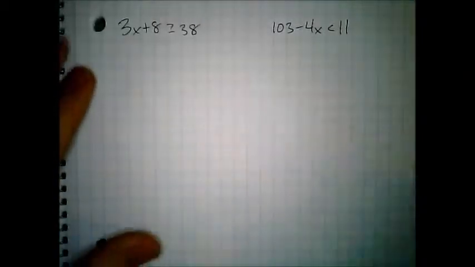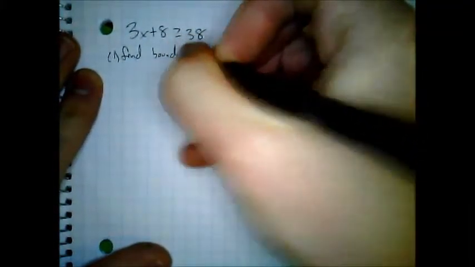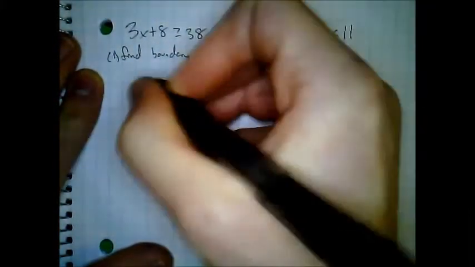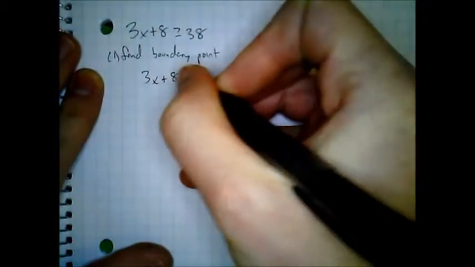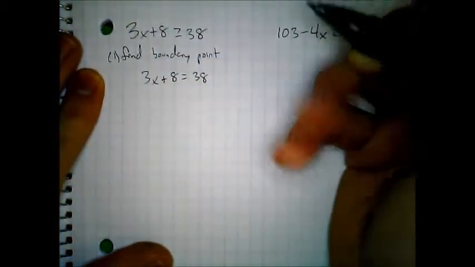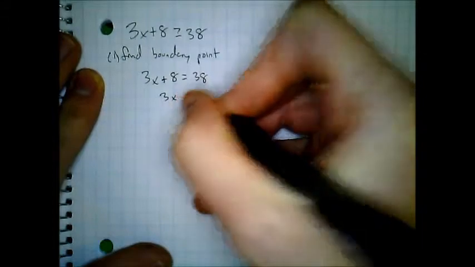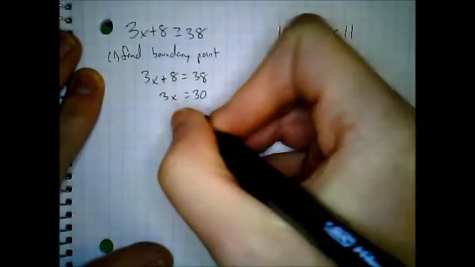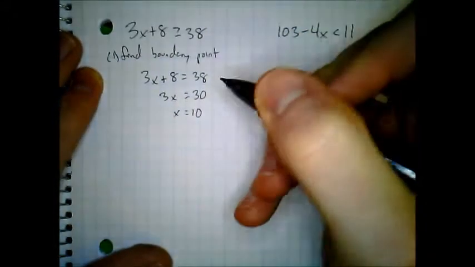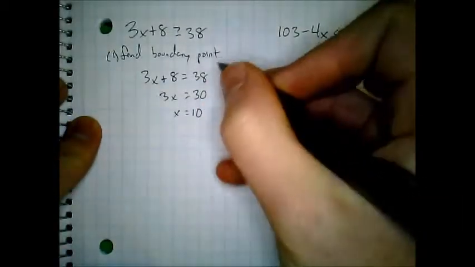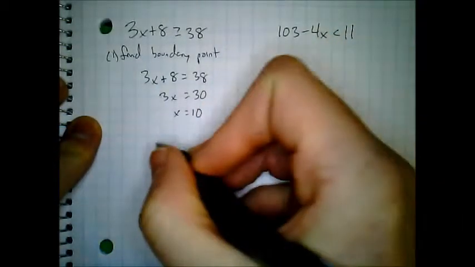Okay, so our first thing we do is we find our boundary point. So we want to know, when will 3x plus 8 equal 38? So we solve this. 3x equals 30 by subtracting 8 from both sides. Now we divide by 3 and we get x equals 10. So our boundary point is x equals 10.